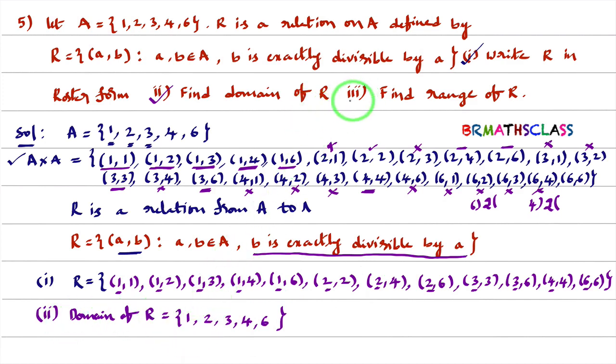So the second bit is also over. Third bit, what they are asking: find the range of the relation. What is the definition of the range of a relation? In the relation, the set of all second elements of ordered pairs. See what second elements are there here: 1, 2, 3, 4, 6. 2 is already written, 4 already written, 6 already written, 3 already written. I hope you understand the solution for this question.